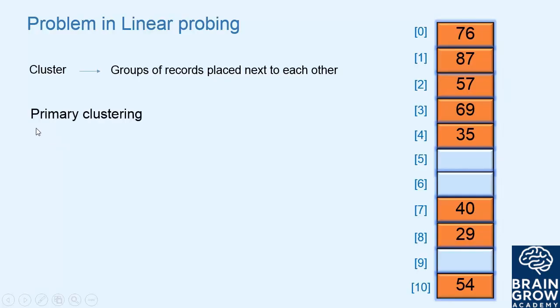This problem is called primary clustering, and because of this, the number of probes required to insert or retrieve a key increases and it reduces the performance. Now once a cluster is formed, it is more likely to grow by insertion of more colliding keys. So the bigger the cluster gets, the faster it grows.